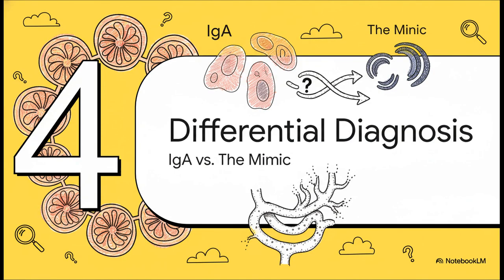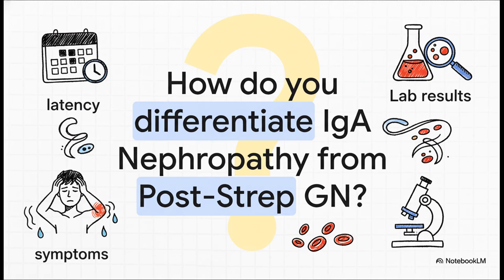This brings us to a super important clinical question, and one that loves to show up on exams. How do you tell IgA nephropathy apart from its main mimic? This is a really common point of confusion, so let's clear it up right now. The key differential here is post-streptococcal glomerulonephritis. Getting this distinction right is a classic test of your diagnostic skills. The best way to think about it is to break down the differences by latency, clinical symptoms, and what you see on the lab work.